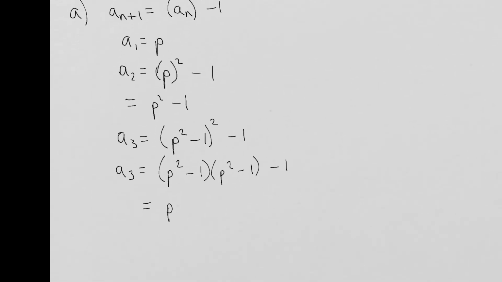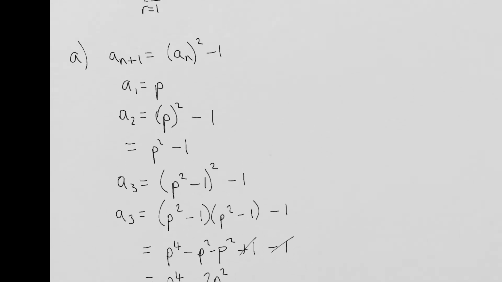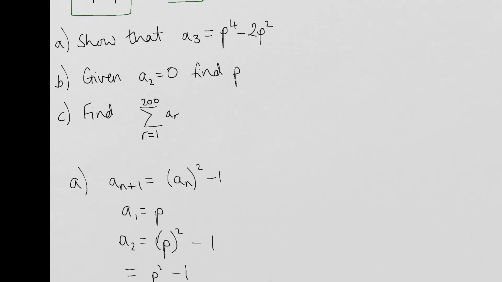So I will get P to the power of 4 minus P squared plus 1, and then I've got this minus 1 at the end. And I would suggest that you do need to show that line of workings out. So P to the power of 4 minus 2P squared. I have now successfully answered the first question, to show that the third term would be equivalent to P to the power of 4 minus 2P squared.